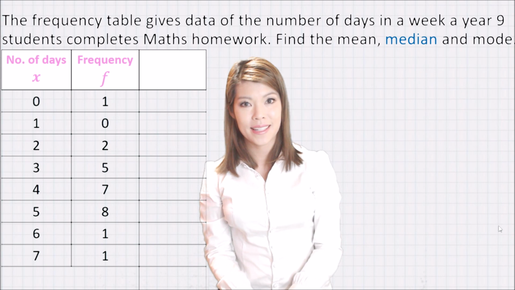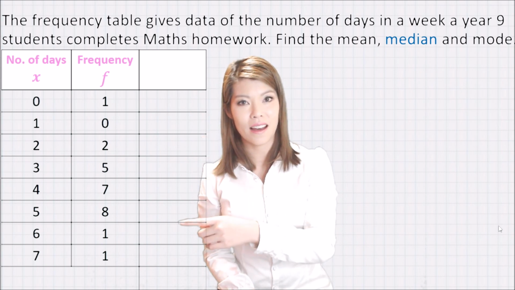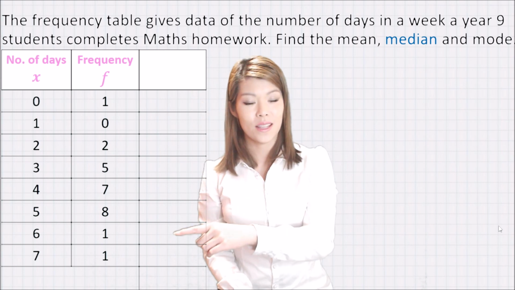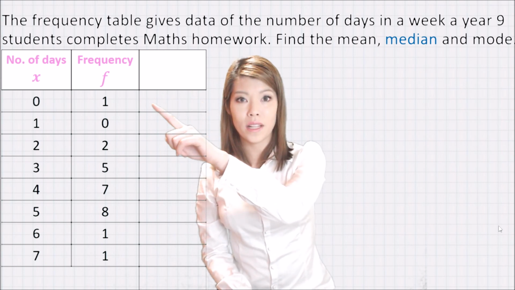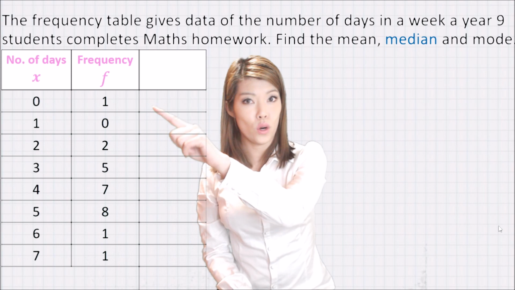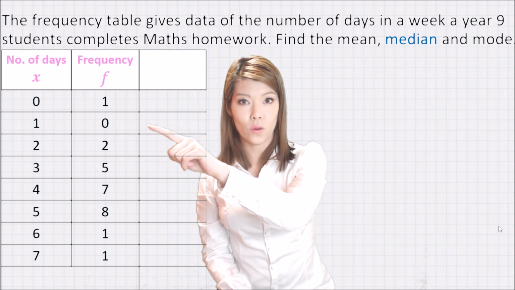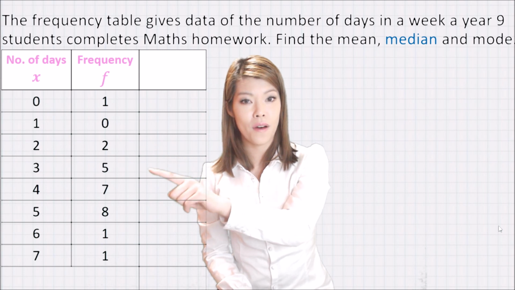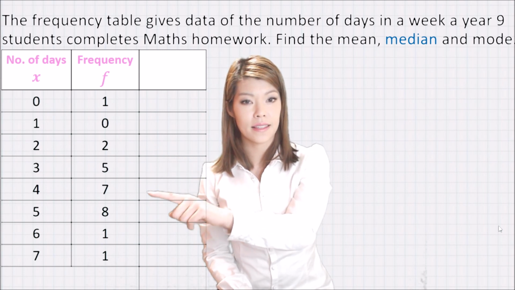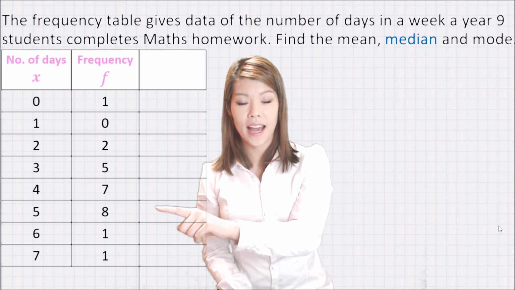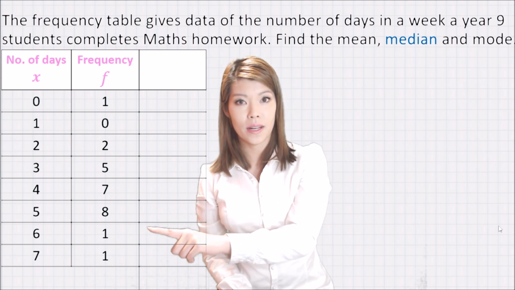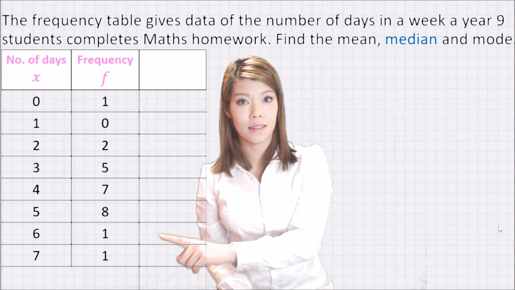Here we have a frequency table with the number of days of students doing maths homework in a week and the frequency. You can see from the table that there's one student who does 0 homework days, no student who does homework only 1 day, 2 students who do homework over 2 days, 5 over 3 days, 7 students over 4 days, 8 students who do it 5 days, 1 student doing it 6 days, and 1 student who does it 7 days a week.